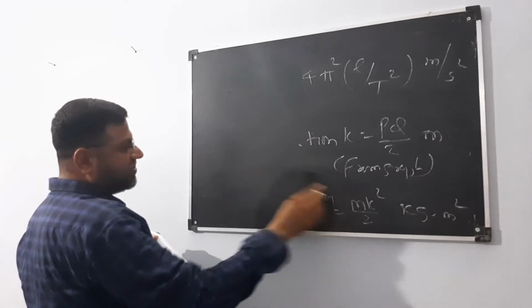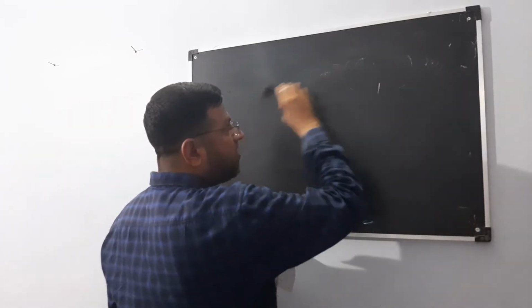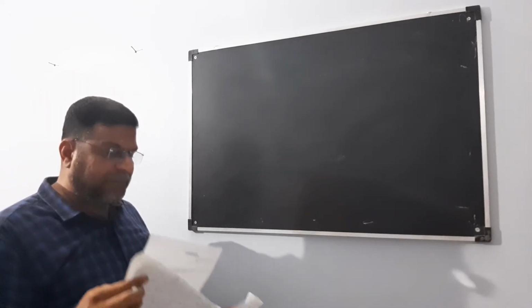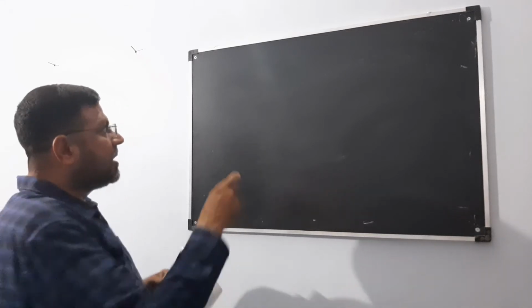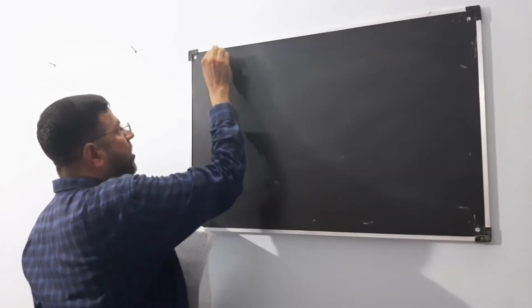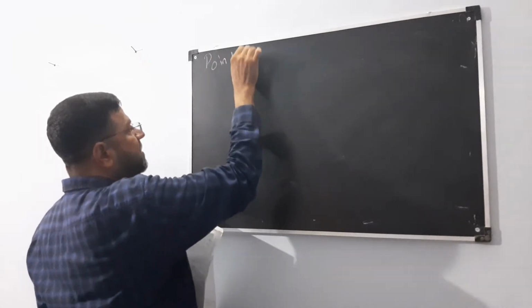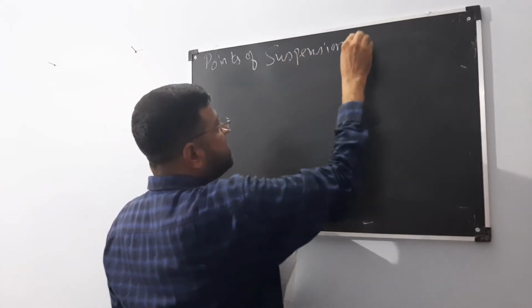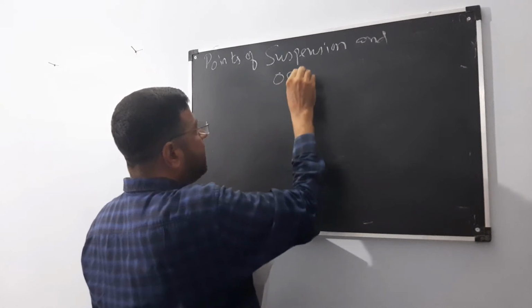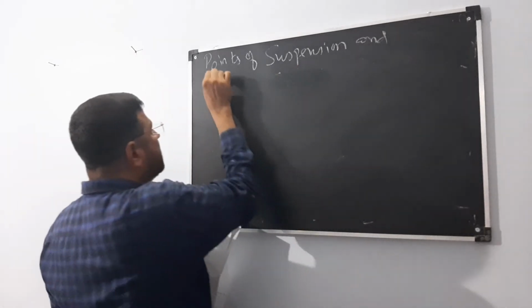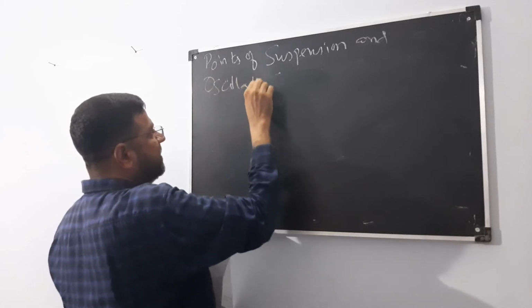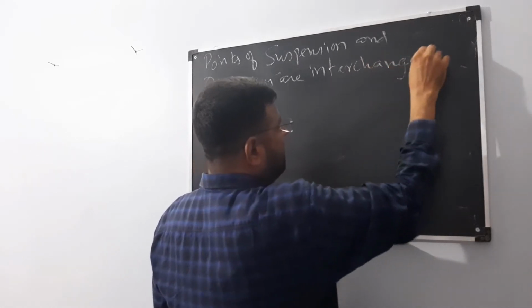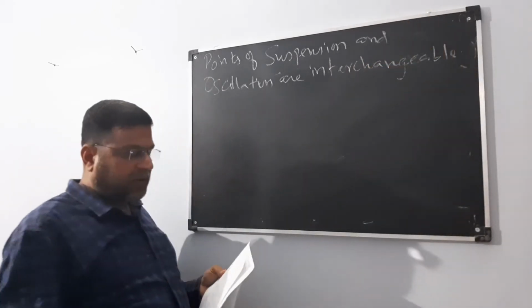Now sometimes they will ask in 5 marks. So now next we are going to see the main important thing. That main important thing is nothing but he will ask: points of suspension and oscillation are interchangeable. Points of suspension and oscillation are interchangeable. A very, very important 5 mark question.